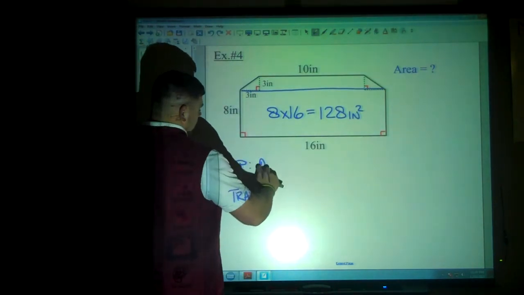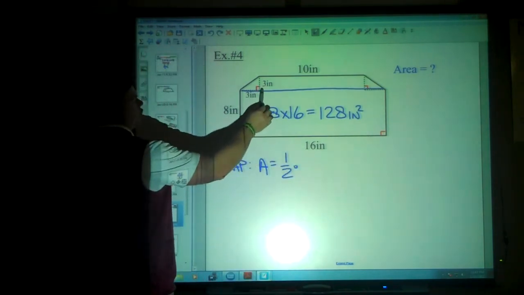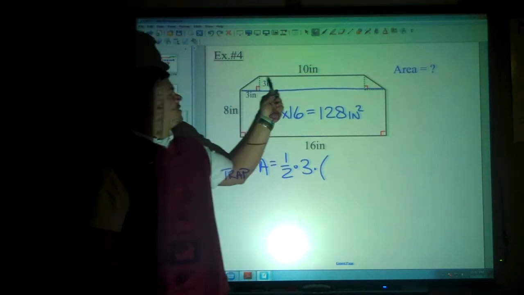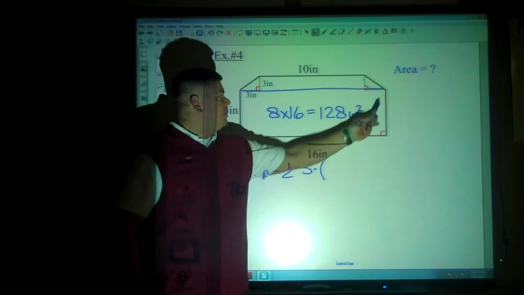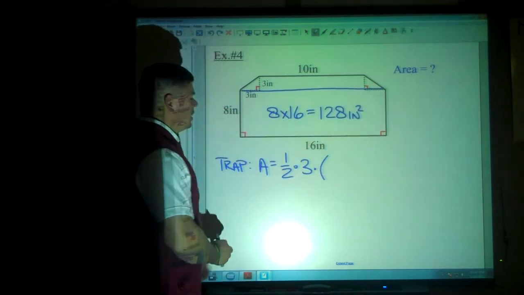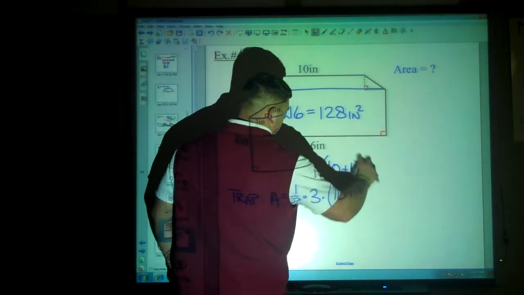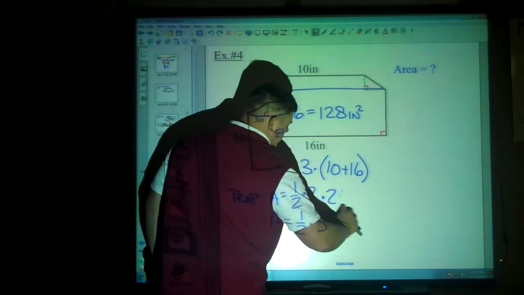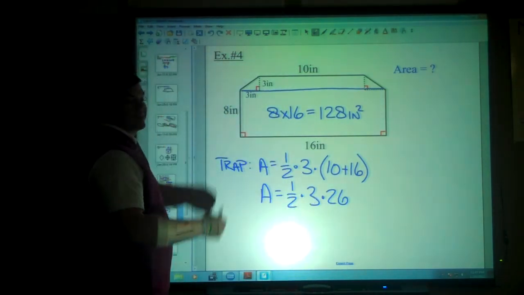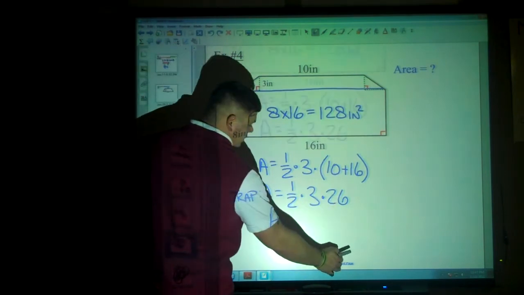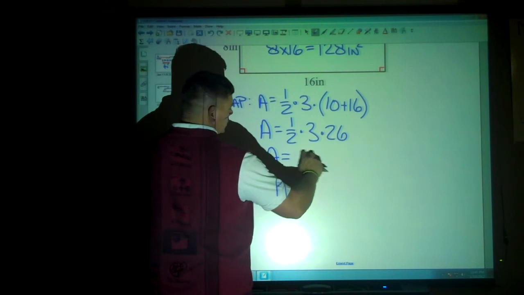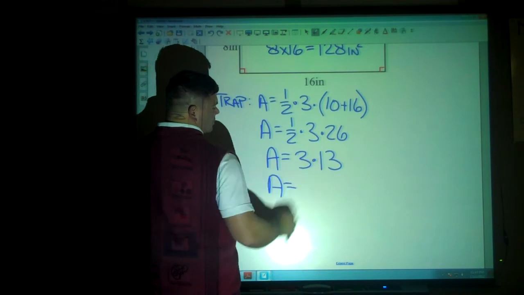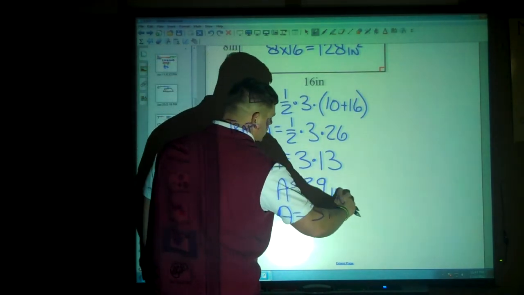Now the trapezoid is going to be area equals 1/2. The height of the trapezoid is 3 inches times the bases put together. Now this base is 10 inches, and here's another 3 and a 3, but basically that line is the same length as the 16 down here. So I have 10 plus 16, which means area equals 1/2 times 3 times 26. Now, I'm not going to multiply 1/2 times 3 because that's going to give me a decimal. I'm going to multiply 1/2 times 26 because I can multiply in any order I want. A equals 3 times 13. And I can do that in my head. A equals 3 times 10 is 30, 3 times 3 is 9, so 39 inches squared.